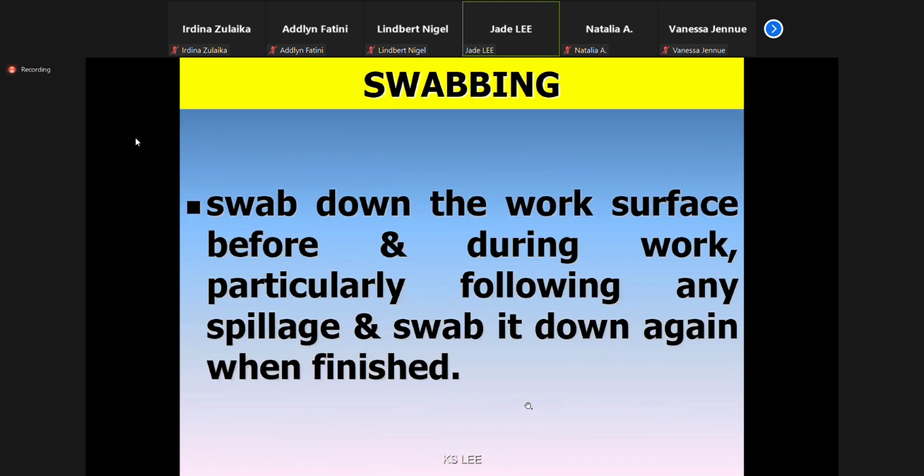So what is swabbing? Basically, you swab down the work surface before and during the work, but particularly following any spillage, and swab it down again when you finish. So swab before, in between, and also after you finish to make sure that the work surface is clean for the next use. Always practice this.